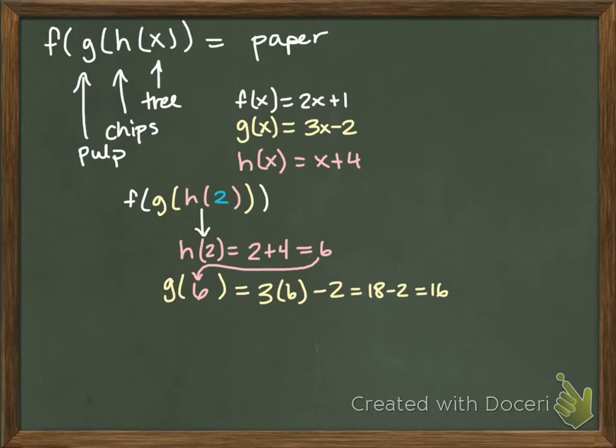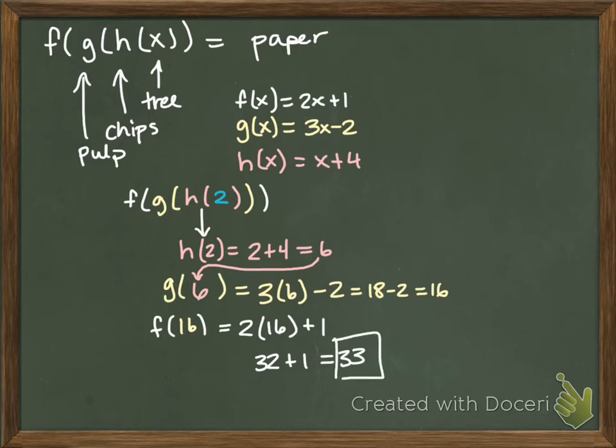So we're doing these in layers. Okay, so we're going to do f of 16. I'm going to put this in yellow to show us that's where we got it. We're not just picking random numbers. Our f function was 2x plus 1. So we're going to have 2 times our x, in this case 16, plus 1. 2 times 16 is 32, plus 1 equals 33. So that's the whole overall answer of our problem. So in this case we would say f of g of h of 2 is just 33.